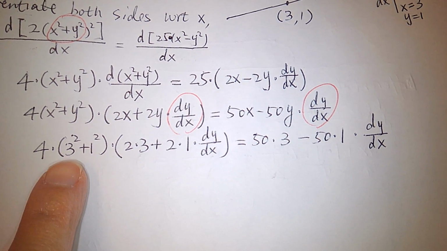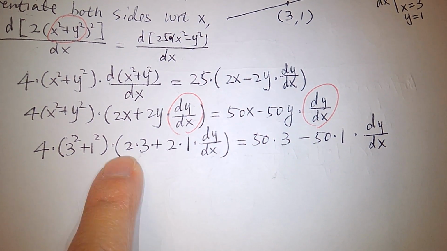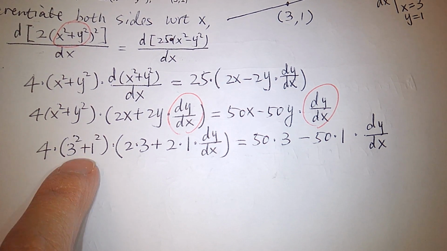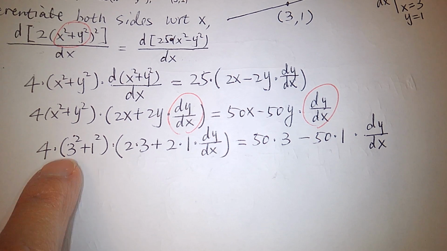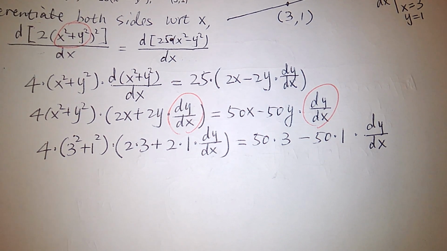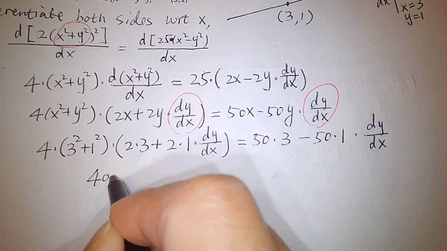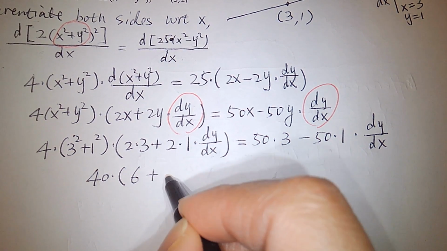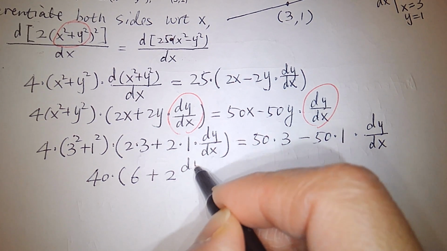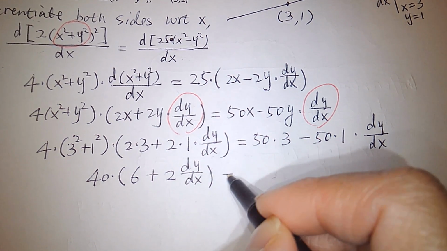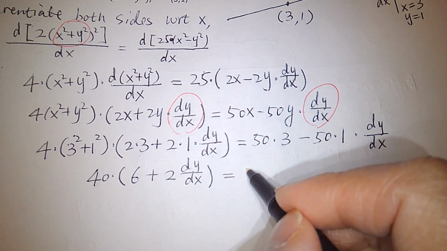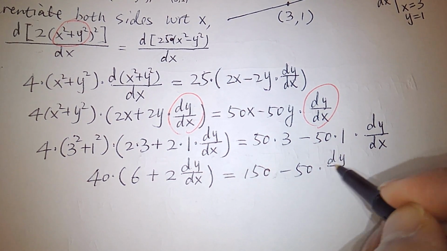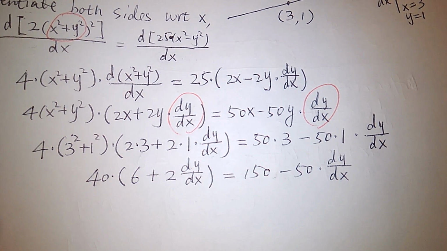Alright. Parentheses, we always do the parentheses first, right? What is 3 squared plus 1 squared? 10. 10 multiplied by 4, 40, right? So I would say 40. 2 times 3, 6. 2 times 1, 2. Times dy over dx. 50 times 3, 150. Minus 50 times what? dy over dx.